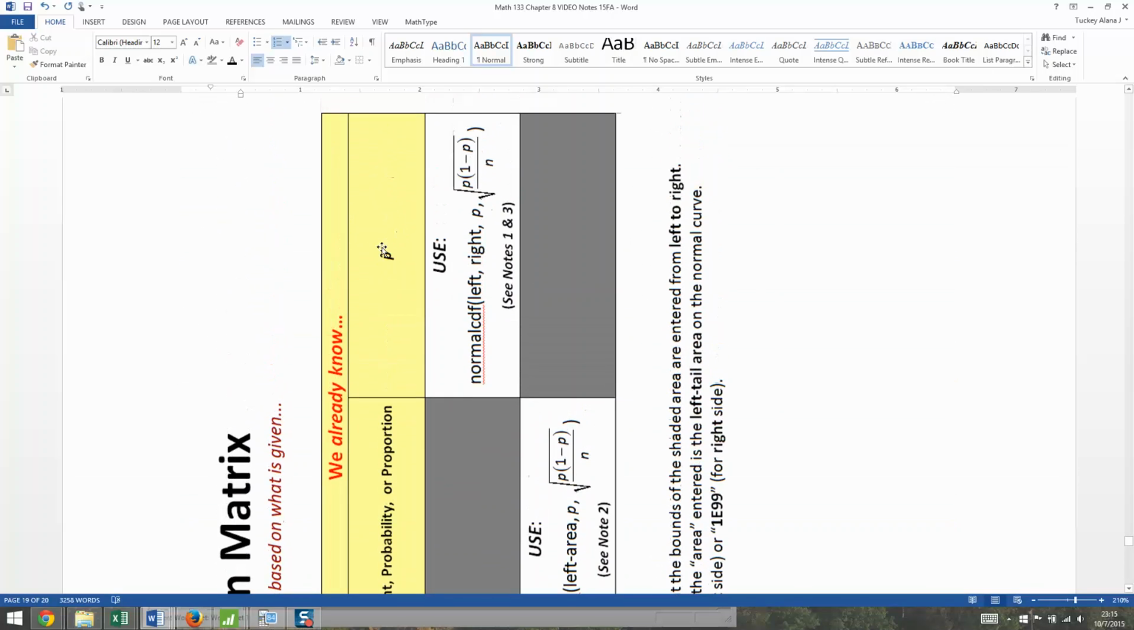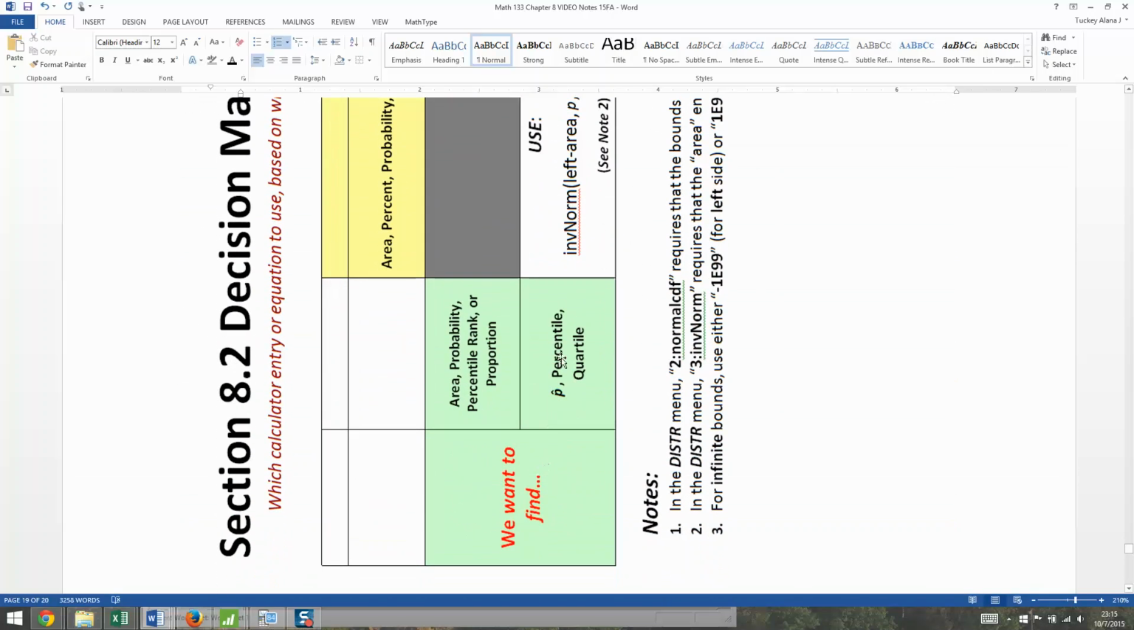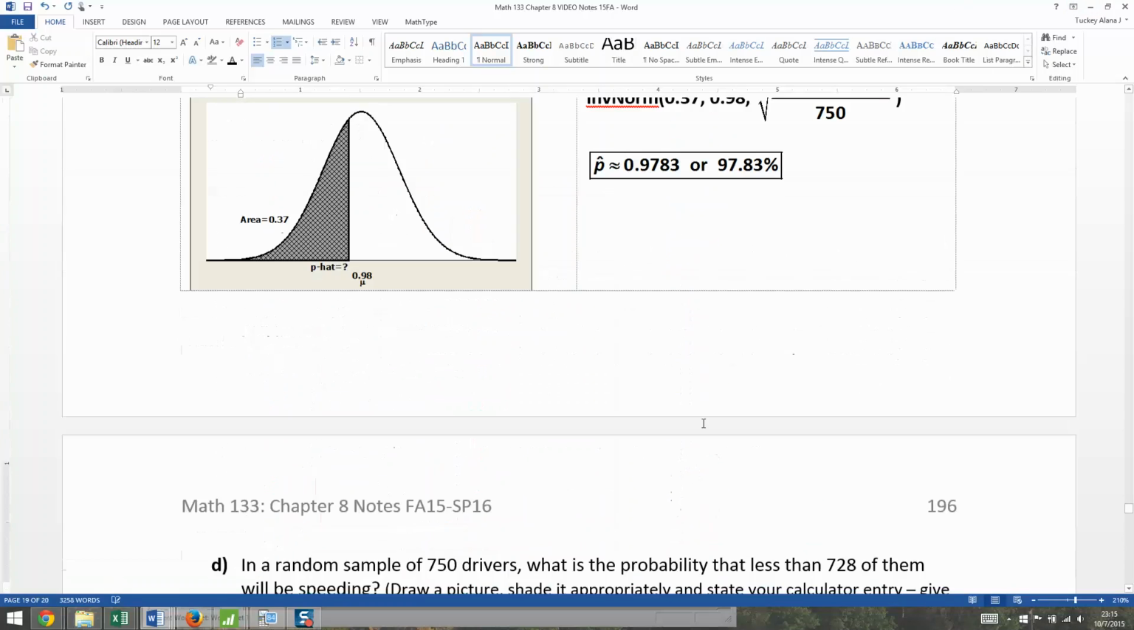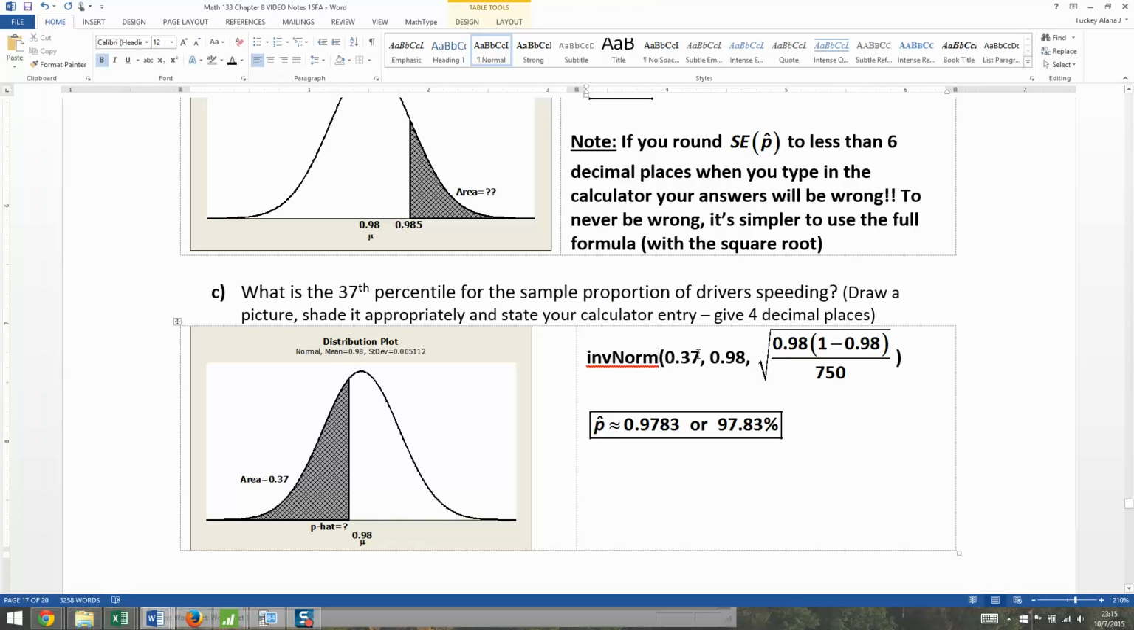So in this case, you want the percentile. If you look over here, you want to find percentile. See it right there? Not percentile rank. That's this one. But you're looking for the percentile. And it says right here, use inverse norm, left area, p, square root of p times 1 minus p over n. So that's what we're going to do. We're going to use inverse norm. We're looking for p hat. Our area is 0.37, that's our left area. Our p, there it is, 0.98, that's our middle value, the mu in the center. And then square root of 0.98 times 1 minus 0.98 over 750.